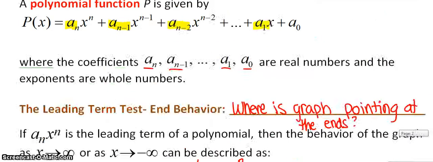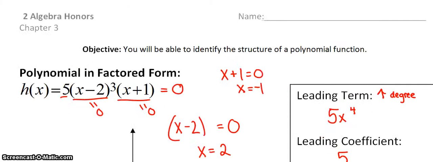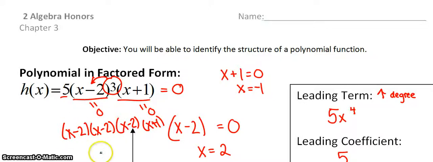So let's go back to that original problem I was looking at. Really, you have x minus 2 and x plus 1 as your factors. So our different zeros were negative 1 and positive 2. But this positive 2 was counted 3 times. There are technically 3 x minus 2's in this polynomial, whereas there's only one x plus 1. So the amount of times it's counted is actually going to affect what our graph looks like.